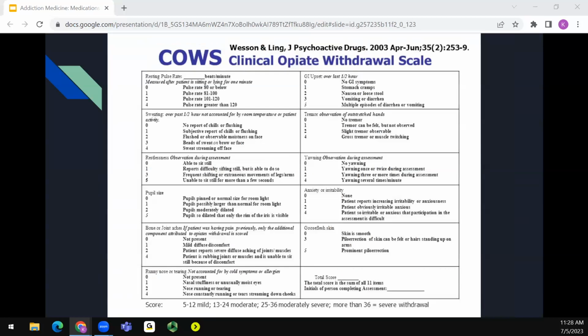So they include elevated heart rate, sweating, restlessness, pupil size, bone or joint aches, runny nose or tearing, GI upset, tremors, yawning, anxiety, and piloerection, or goosebumps or goose flesh skin, whatever you want to call it. I would say the 3 most specific would be dilated pupils, yawning, and the goosebumps. I think those are really obvious on exam, you can see.